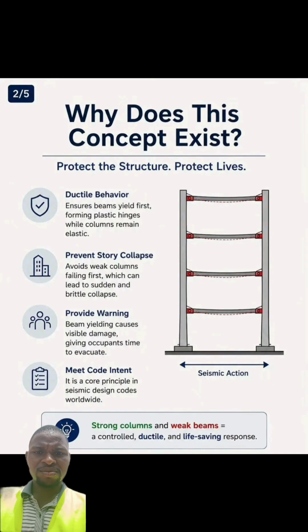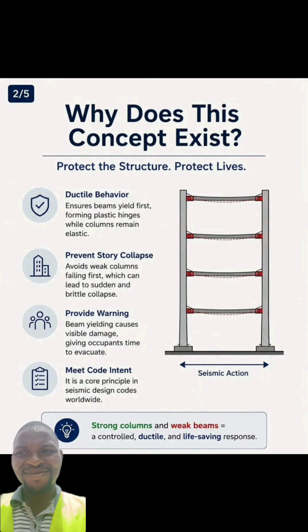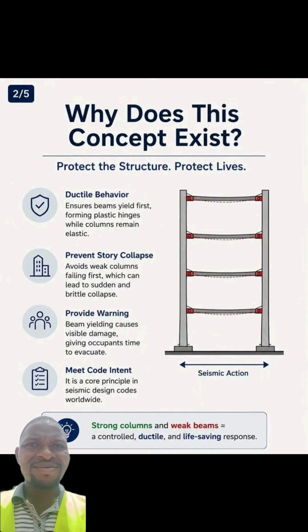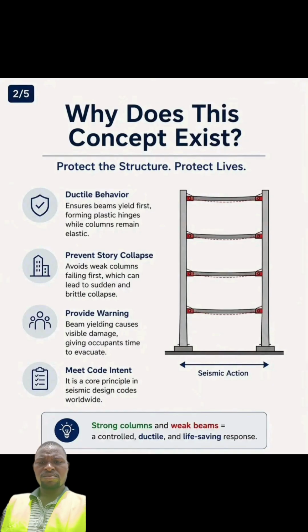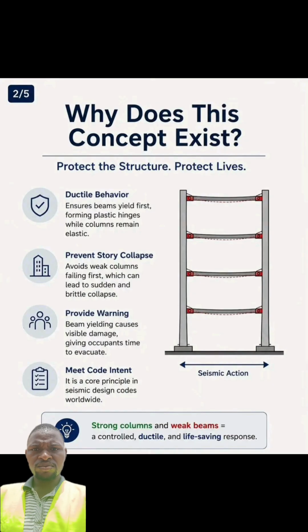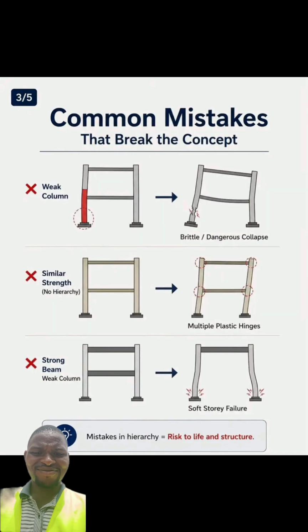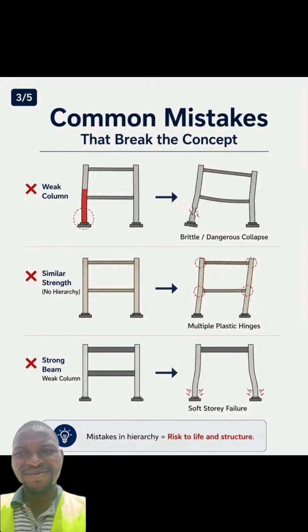So when you have such a combination of strong columns and weak beams, it helps to see when the structure is about to fail, and it gives you that time to be able to evacuate such a structure, a building. What we have here in the next slide is common mistakes that break the concept.